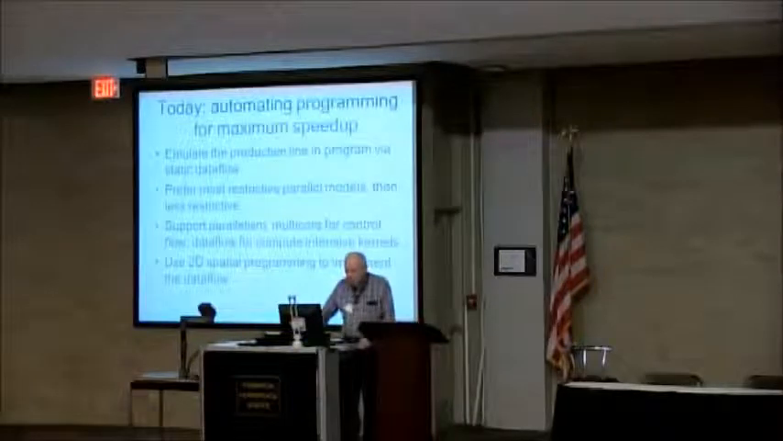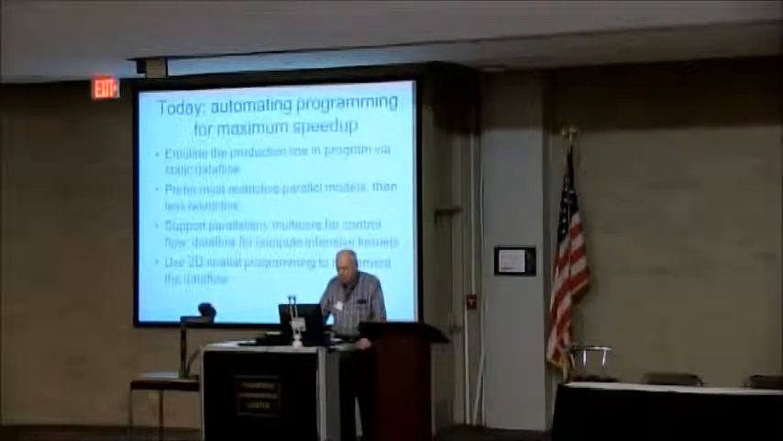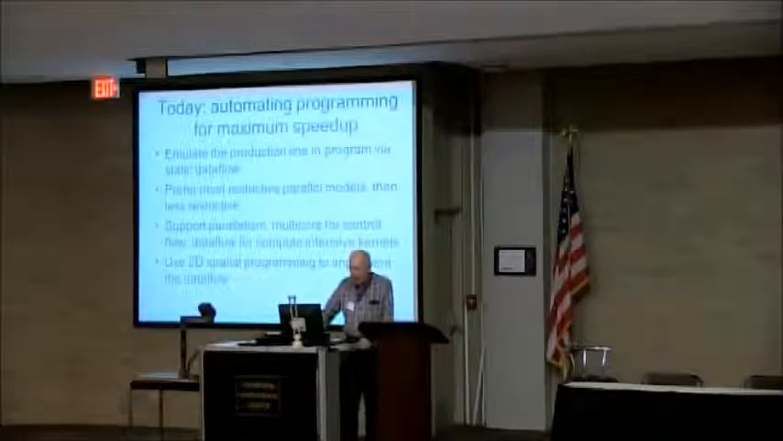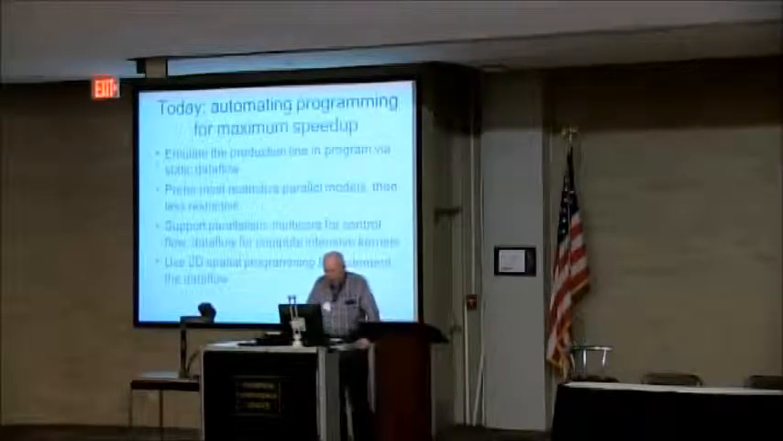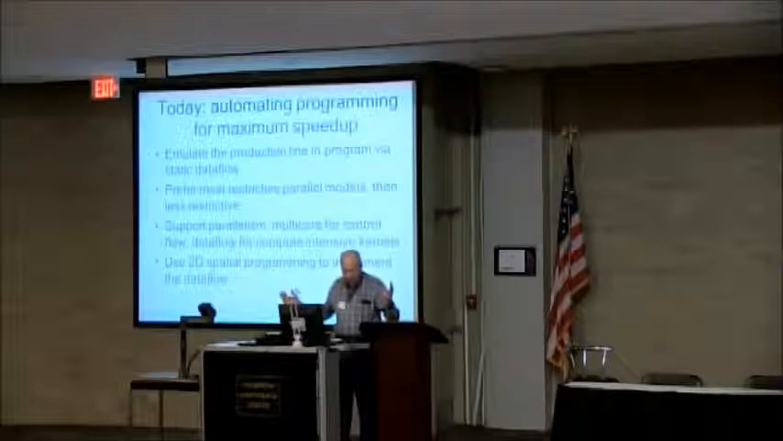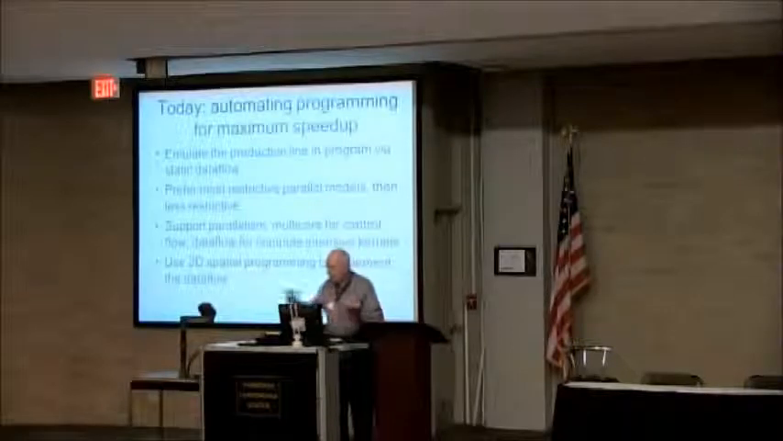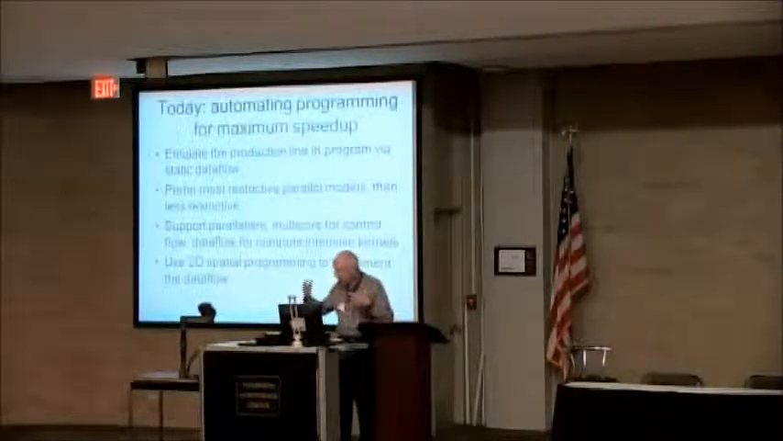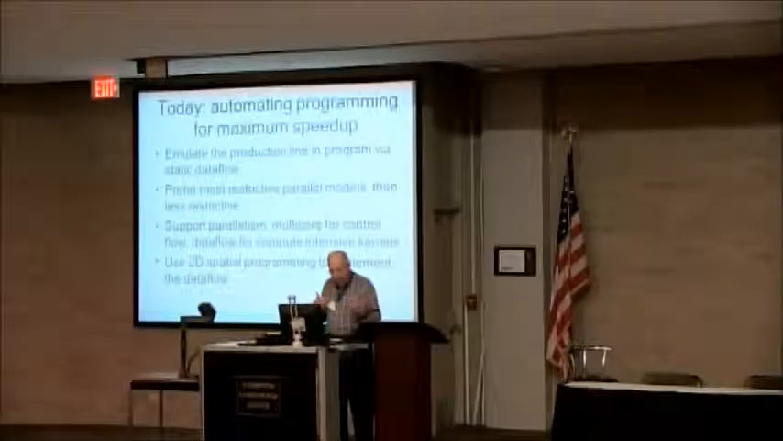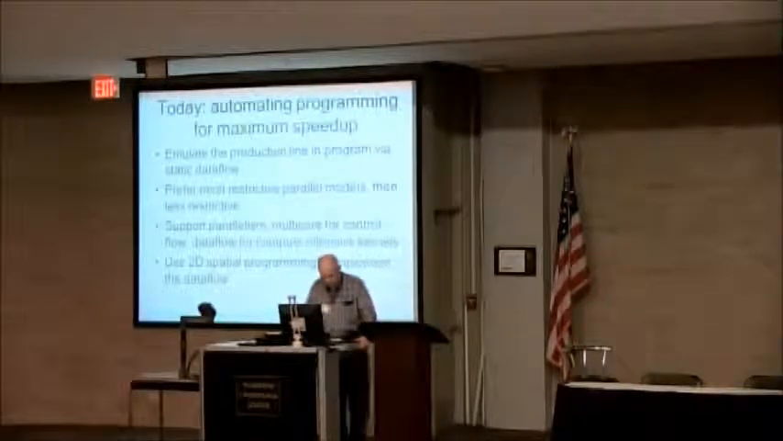So today, at least in my view, we want to automate programming for maximum speedup. And we're going to emulate the production line. This is our work at Maxeler. And in doing this, I prefer the most restrictive kind of parallelism and then less restrictive. It's not just simply enough to get parallelism. It's the kind of parallelism that you get that's very valuable. I don't want parallelism where things have to go through locks and gates and whatever else and sit around idly. I want to have a lockstep parallelism insofar as we can achieve it. I want to do that first before I go on to these less restrictive forms of parallelism.